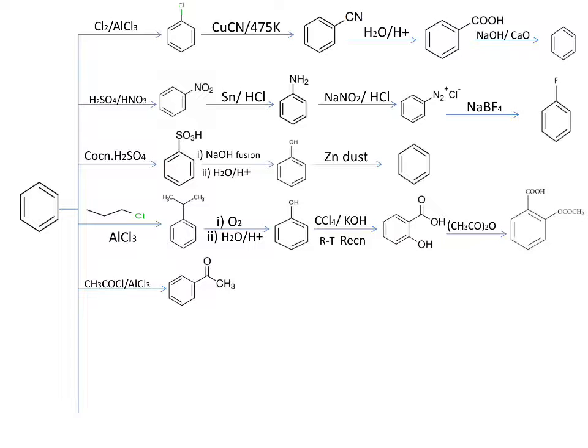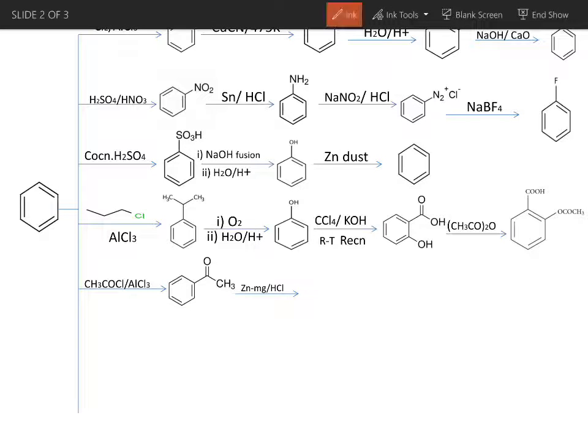Next reaction, benzene has undergone Friedel-Crafts acylation and formed acetophenone. Now this acetophenone is further reacted with zinc amalgam in HCl. Zinc amalgam HCl is a selective reducing agent. The work of zinc amalgam and HCl is that it will convert an aldehyde or ketone into an alkane.